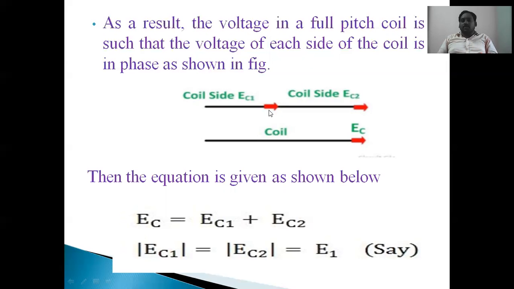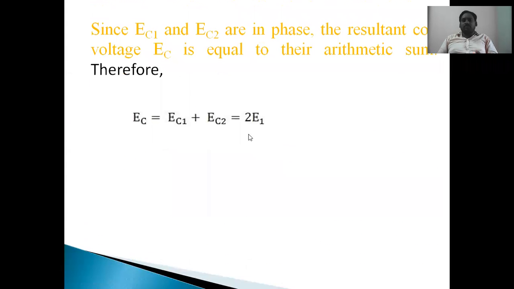EC1 and EC2 are in the same phase, meaning the same direction, and equal in magnitude. That means the resultant is those two adding in the same direction. That's why it is EC1 plus EC2, E1 plus E2, which means 2E1, because the two magnitudes are equal.